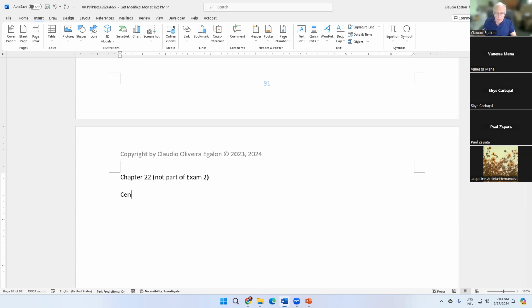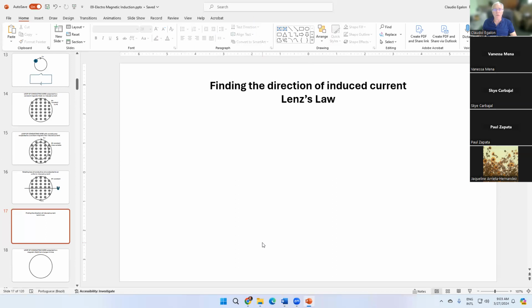Central idea of chapter 22, okay? How to generate a current in a closed circuit without a power supply. That's the central idea of chapter 22. And I showed to you illustrations and also videos on how that happens.